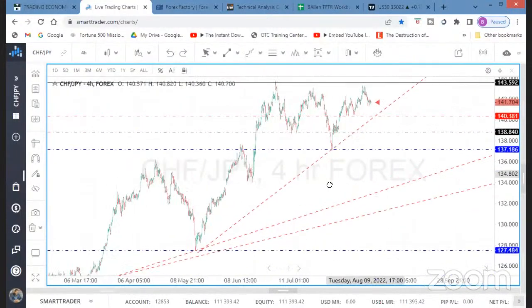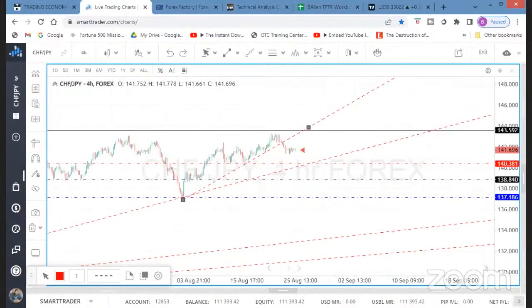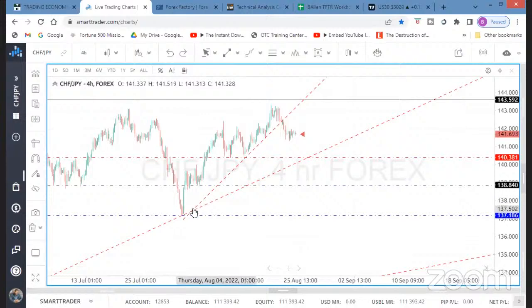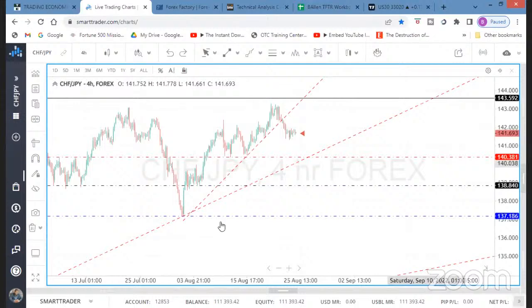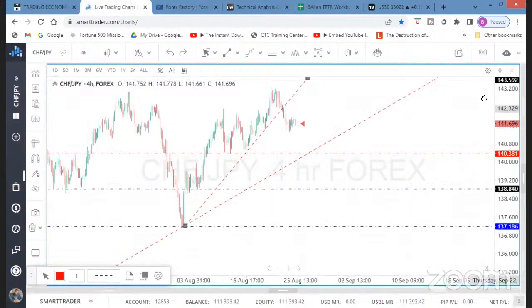This is your 4 hour. So you see here this trend line. This is your 1 hour trend line that you just saw. So we've got a break, and now it's just a matter of inner to outer trend line. That'll put you right at that 140.38 support level. So we'll see if we continue to get downside pressure on this switch in.